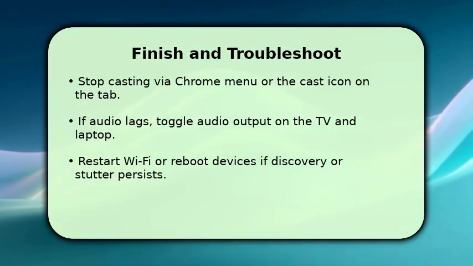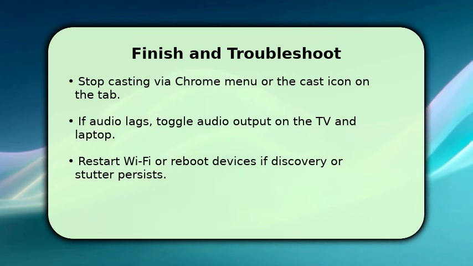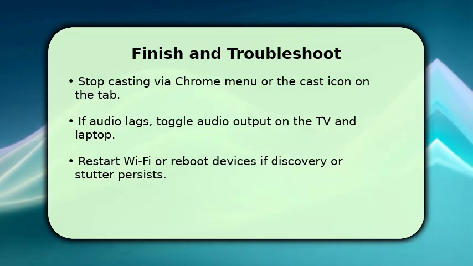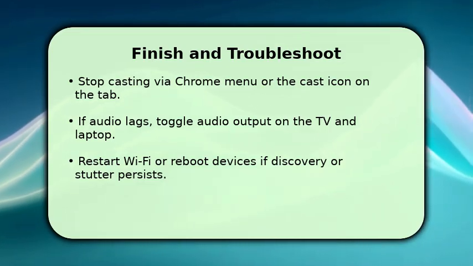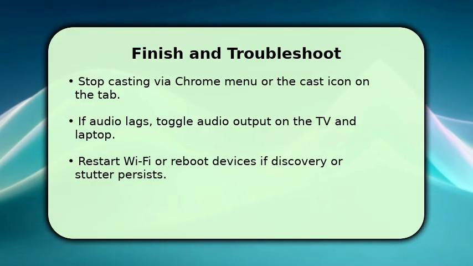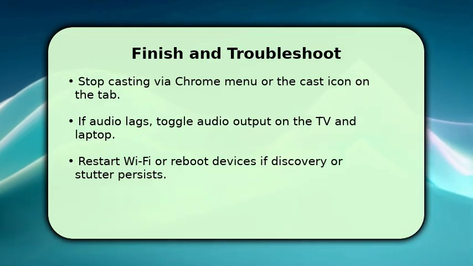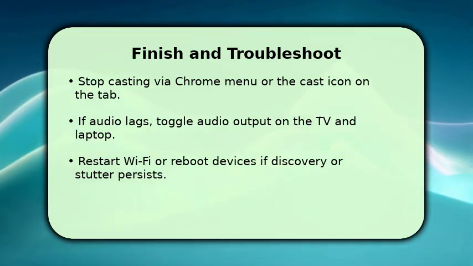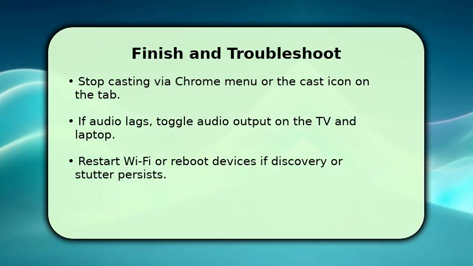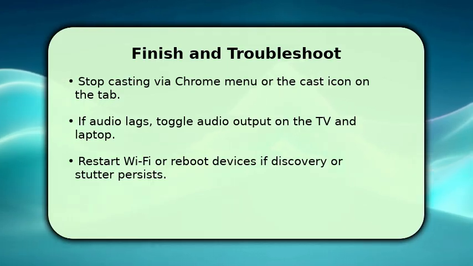If audio or video seems out of sync, make sure the TV audio output matches your laptop settings and try lowering playback resolution. When the TV doesn't appear, restart the TV's network, reboot your laptop, and disable VPNs. That usually resolves discovery failures. One clear tip: rebooting the router or toggling Wi-Fi on both devices often fixes persistent connection issues.